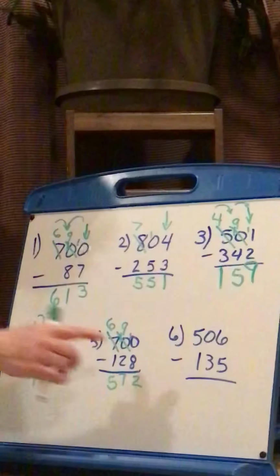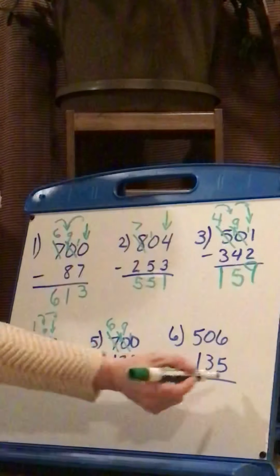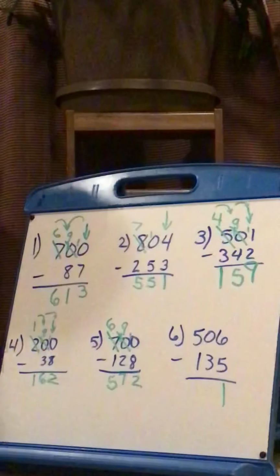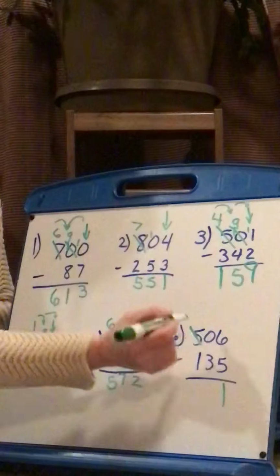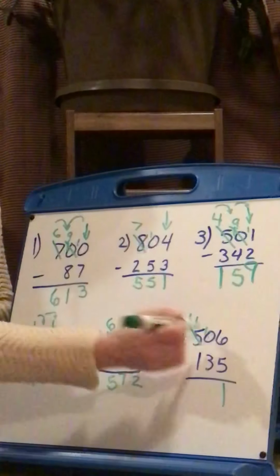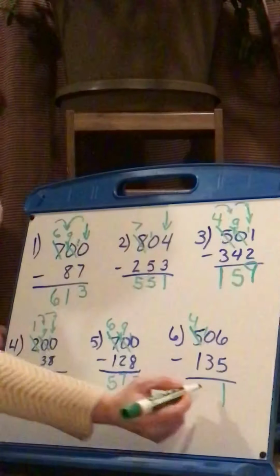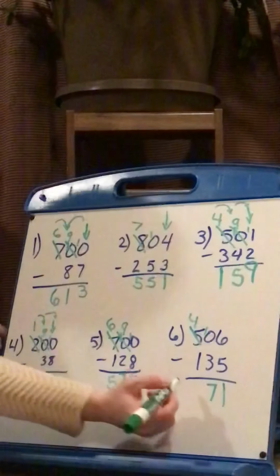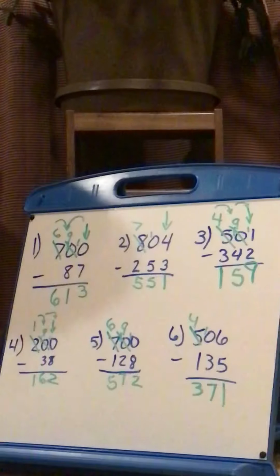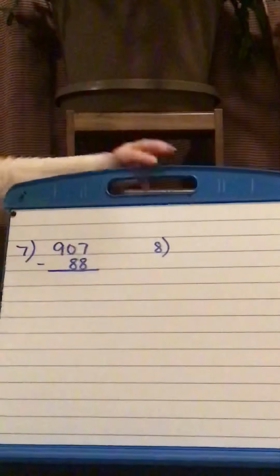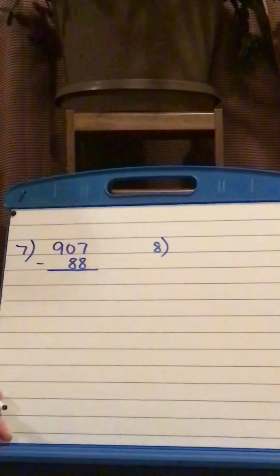Okay, number 6. 6 minus 5 I can do. That's 1. 0 minus 3 I can't do, so I go to the hundreds. That becomes a 4, and this becomes a 10. 10 minus 3 is going to be 7, and 4 minus 1 is going to be a 3. So 371.